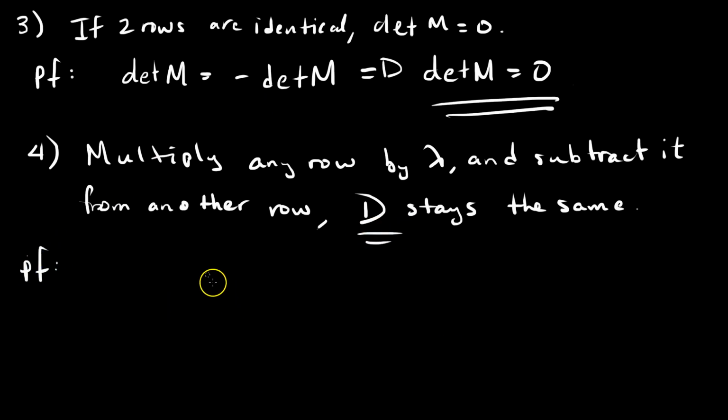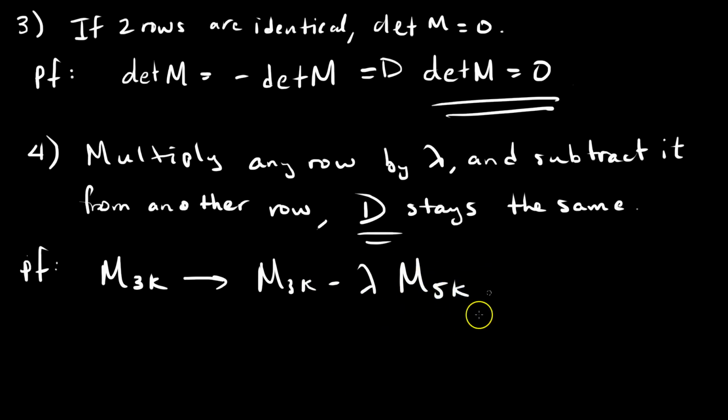Well, the proof of this is that, let's say we just arbitrarily take the third row. Okay, so this means row 3 and all the columns, column K. So we send the third row to the third row minus lambda times, let's say, I don't know, the fifth row. So we took the fifth row, we multiplied it by lambda, and we subtracted from the third row. And how does this affect the determinant?